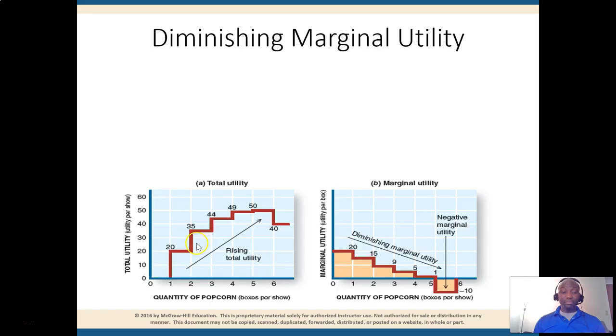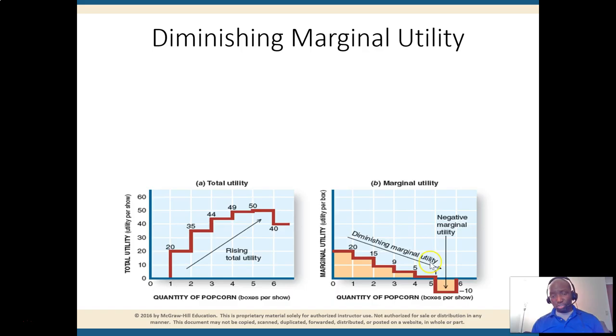How about the third one? The total is 44. It means that when you sum up all of this, it gives you 44. But we want to know the contribution of the third unit, the marginal, which is 44 minus 35, which gives you 9, and so on. The next one, 49 minus 44 gives you 5, and then 50 minus 49 gives you 1. So basically your total is increasing, but at a decreasing rate. The decreasing rate is shown by the diminishing marginal utility here.